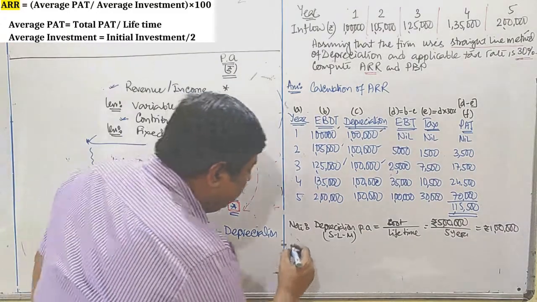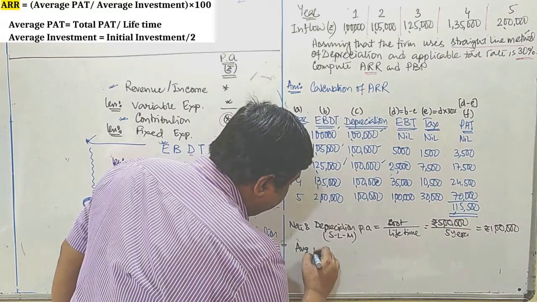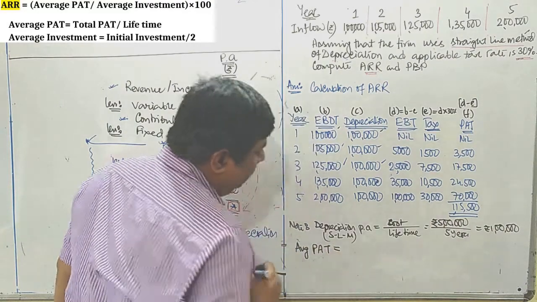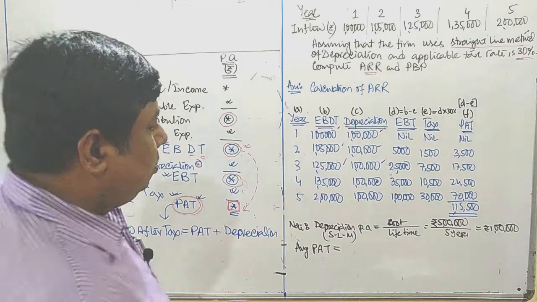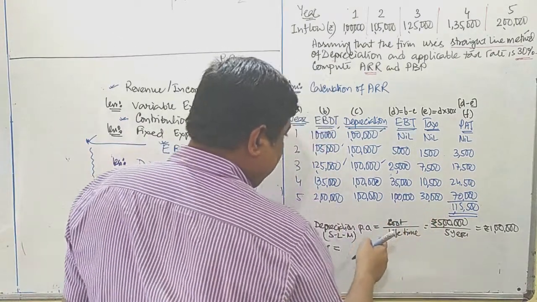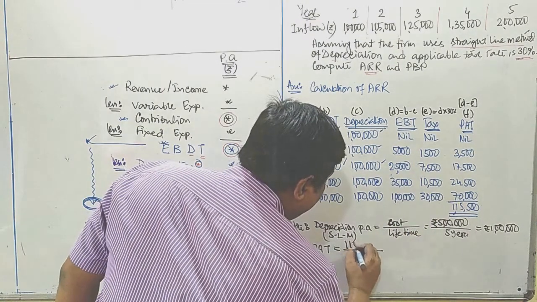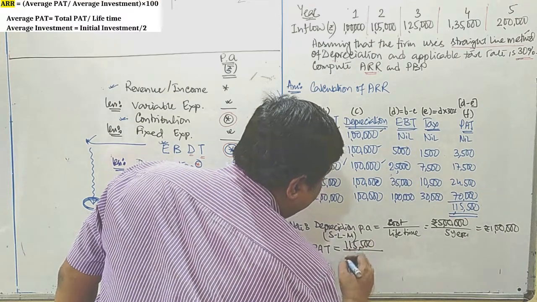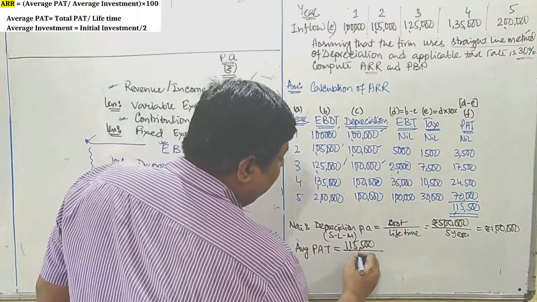That is your total PAT. Now our job is to calculate average PAT. How to calculate average PAT? Since you know the formula, average PAT is total PAT divided by lifetime. Total PAT is 1,15,500 divided by lifetime. Lifetime is 5 years.